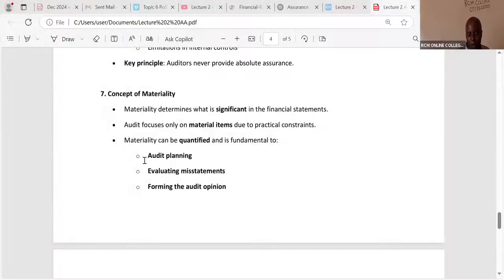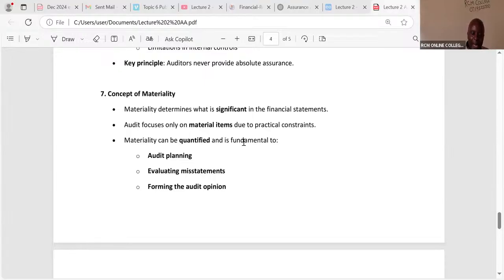Now, today I will only mention something to do with materiality, but I will not be able to show you how to compute the materiality thresholds. So remember, ladies and gentlemen, when we talk of materiality, this determines what is significant in the financial statements. There will be insignificant items and there will be significant items. Something is called material if it is significant, if it is able to influence decisions being made by the shareholders and everybody. If a figure is very, very small, we'll say that is immaterial. Audit normally focuses only on material items due to practical constraints.